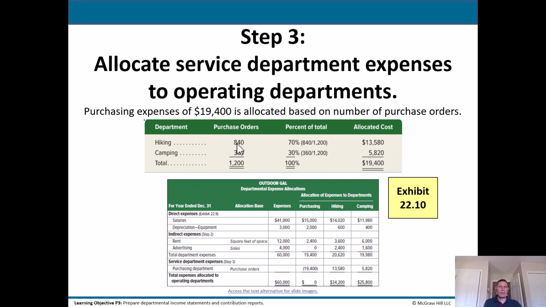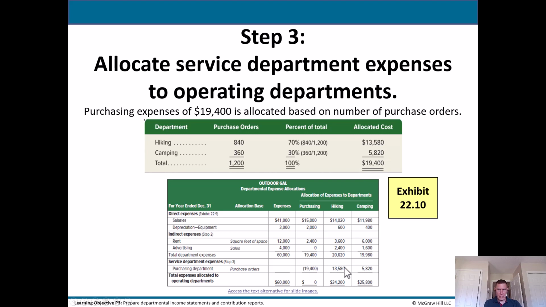So hiking had 840 purchase orders, camping 360, for a total of 1,200. So again, they're just doing the percentages, 840 over 1,200, 360 over 1,200. 70% of POs, purchase orders, is hiking, 30% is camping, and then we took the 19.4 and we just times 70%, and then 19.4 times 30%.